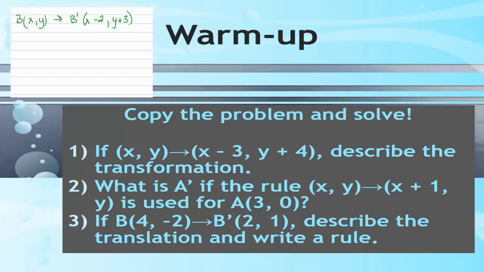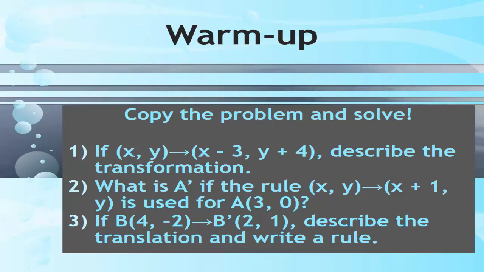Now we could certainly check our answer by plugging in our values. If I plug a 4 in for x, we get 4 minus 2. That gave me 2. If I plug a negative 2 in for y, negative 2 plus 3 gives me 1. So we know that that's correct also. To describe the translation, we would say it would shift to the left 2 units and up 3 units.